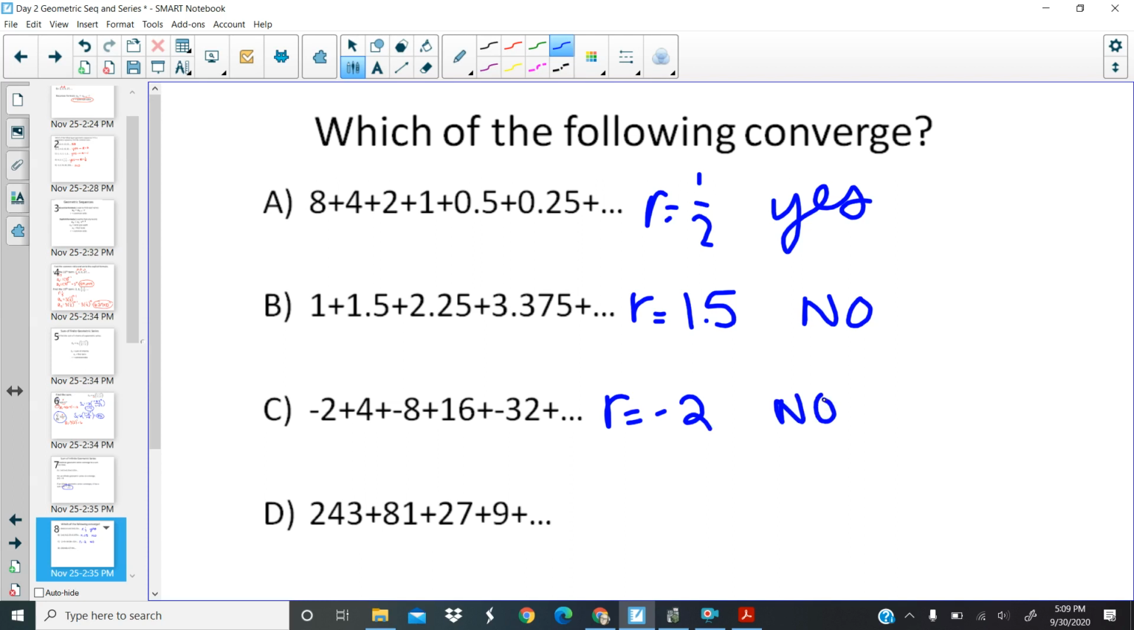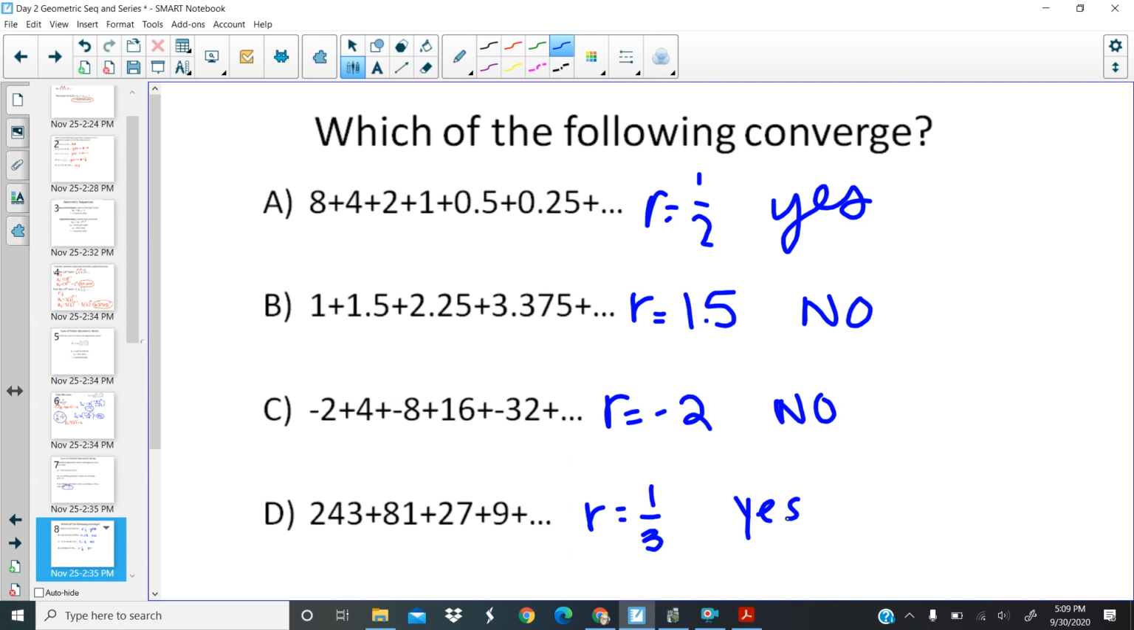And on my last one, from 243 to 81, you'd be multiplying by 1/3. From 81 to 27, you'd be multiplying by 1/3, and so on. So my ratio on that one is going to be 1/3. And so then that's less than 1, so that does converge.